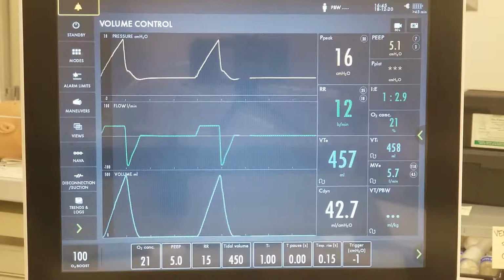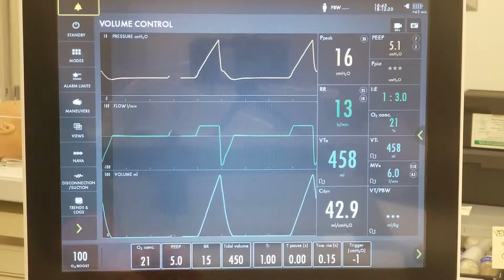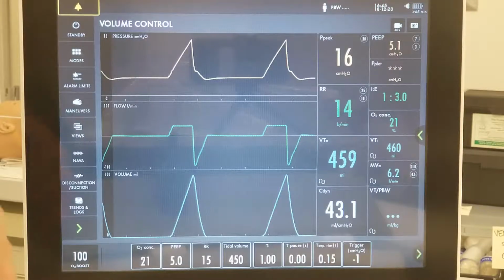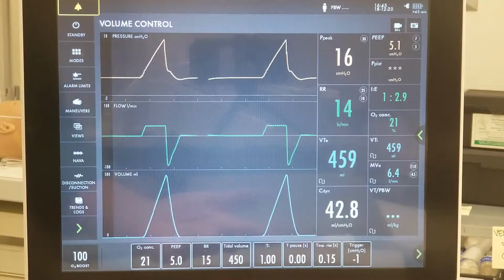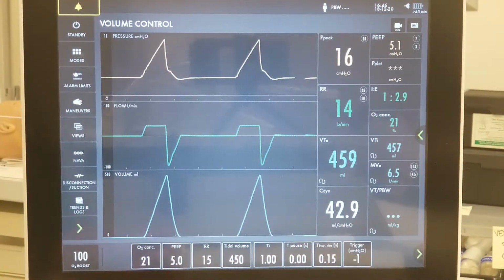Did it change I time? No, I time is set. Did it change tidal volume? No. And if we don't change tidal volume, flow is the same. So if we go through, we'll find out we actually didn't affect any other set parameter because they're set, right? What we did impact is IE ratio.